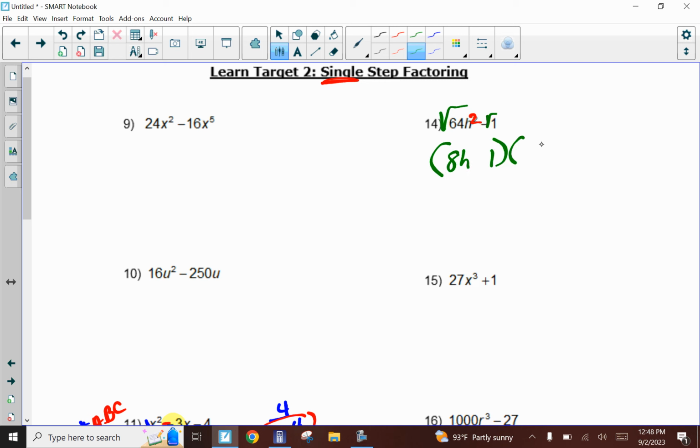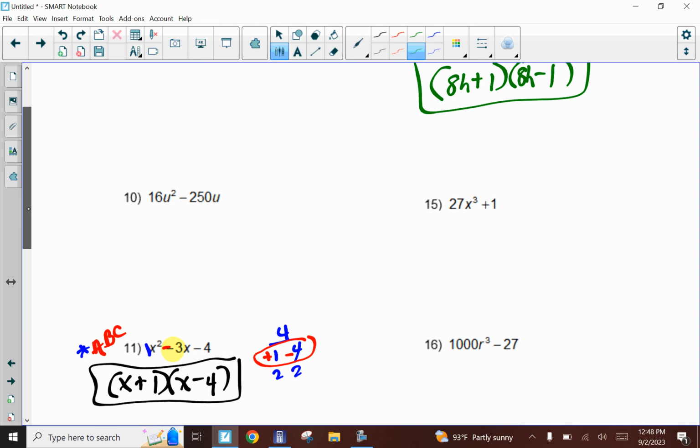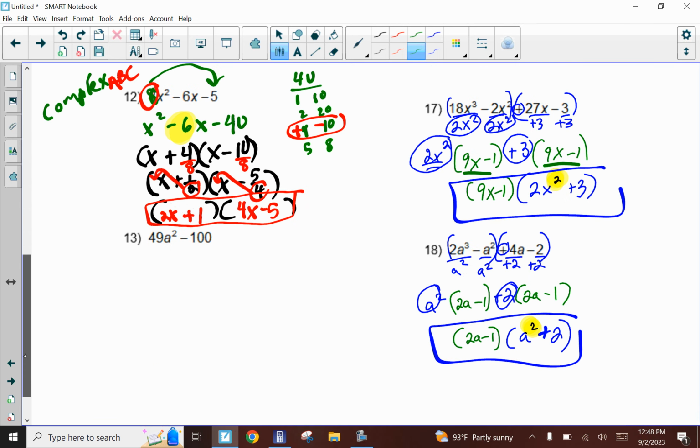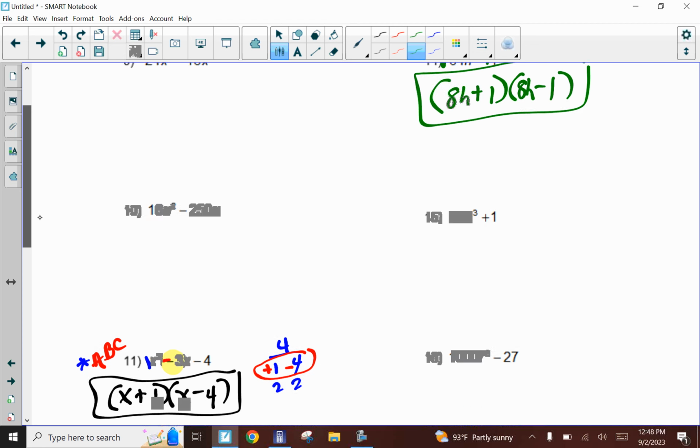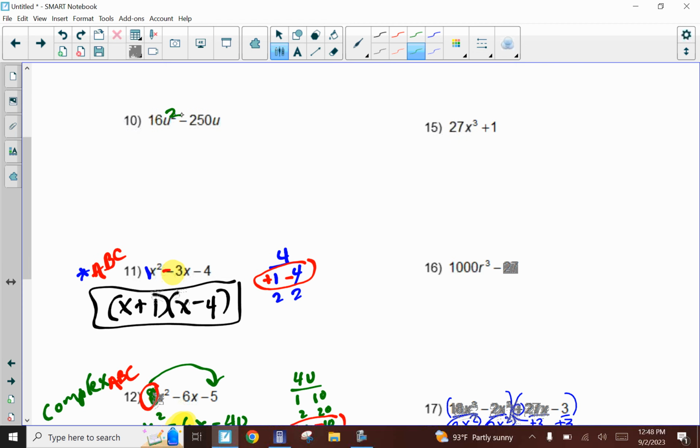And I like this one because the pattern for this one is you just make a second copy, and then you just put a plus and a minus, and then that's your answer. So let's go scan real quick to see if there's any others that have 2s. There's a couple that have 2s. So this one has a 2. And I can square root the 16, but I cannot square root 250. So that actually isn't one of those.